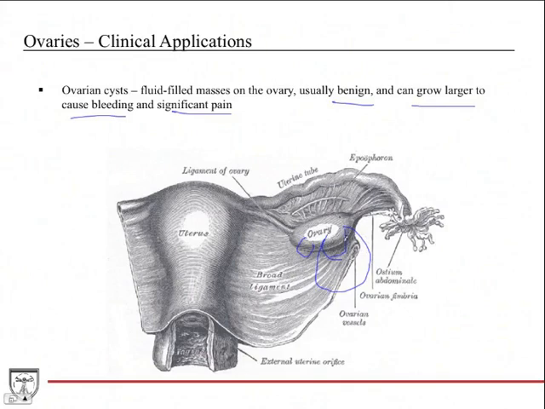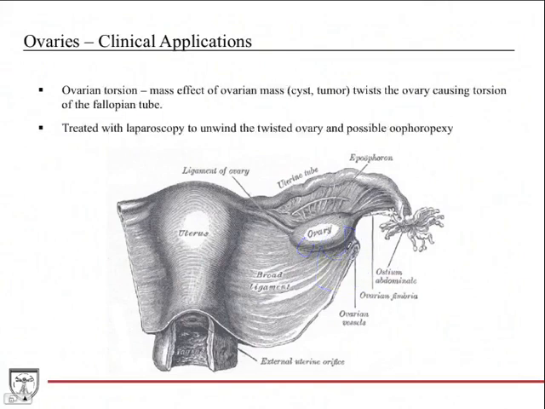If they're small enough, they can be left alone, but if they're symptomatic, then surgery is considered to remove them. Now, ovarian torsion. This is usually when a cyst, or it could be an ovarian tumor, gets so big that the mass effect causes torsion of the ovary, which results in twisting of the fallopian tube. So it's the mass effect here, twisting the fallopian tube. And what this leads to is significant abdominal pain.